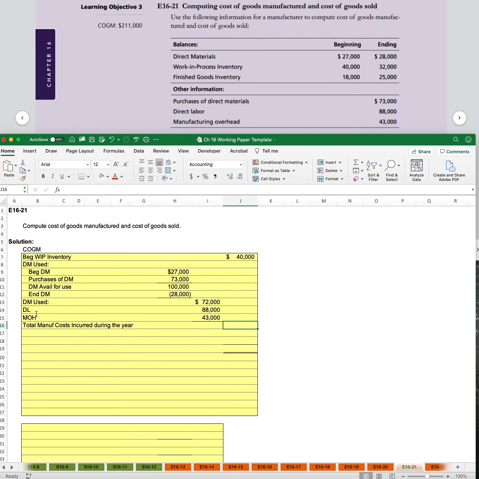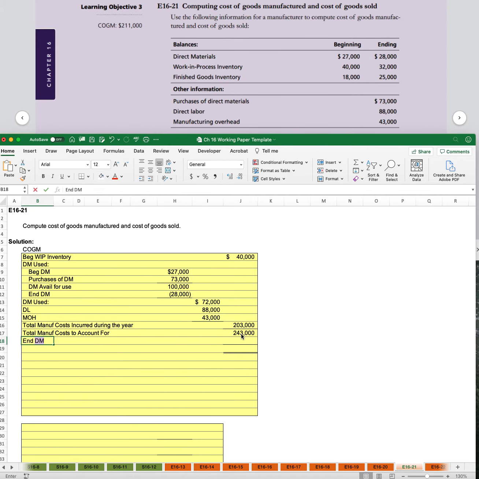And so this is a subtotal of those three things: the materials, the labor, and the overhead. And I'm going to use a sum function instead of typing all the plus signs, I guess. Okay, so now if we add together our beginning WIP plus the total manufacturing costs incurred during the year, we have 243,000, and that 243,000 is our total manufacturing costs to account for.